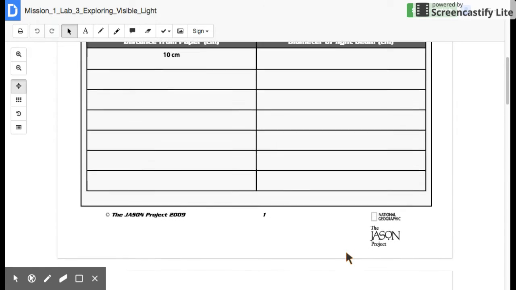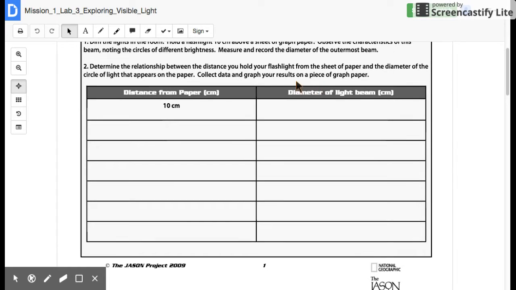You do not need to graph it initially. We're going to graph it with some spreadsheet software. So you can just look at the data table at first. The graph will come later.